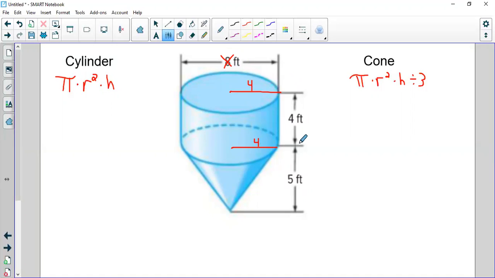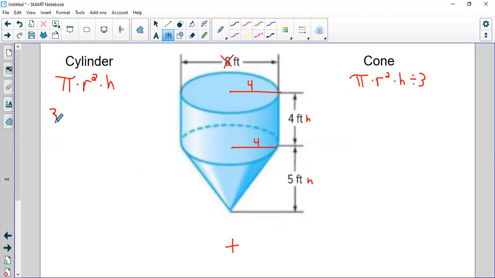And my cylinder has a height. Look at this, it goes from here to here. My cylinder's height is 4. It's the height of the cylinder. And my cone's height is 5. And since they're being stacked on top of each other, in the end we're going to take their two volumes and add them together. Now it's just a matter of working out two formulas here.